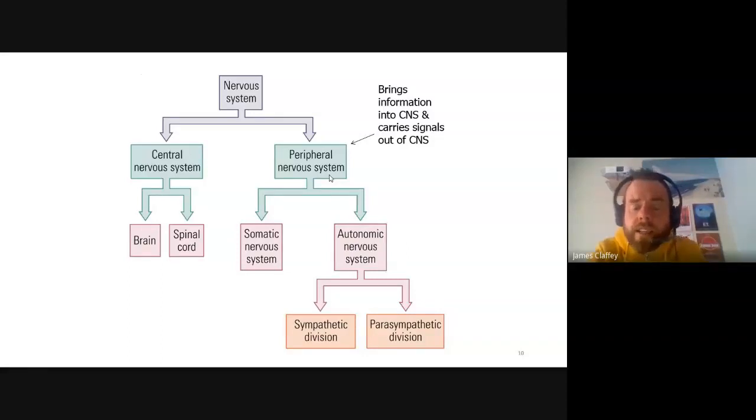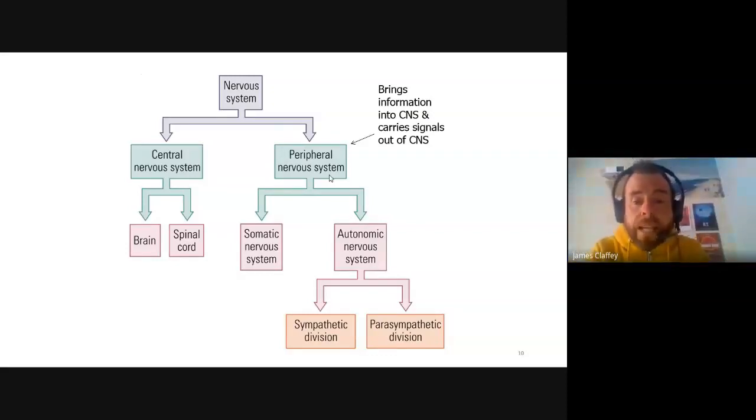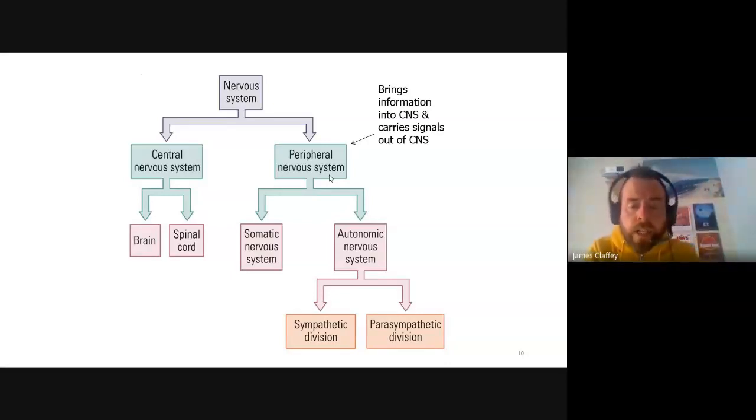And really what it's telling us here is it brings information into the central nervous system and it carries signals out of the central nervous system. Me doing jazz hands in front of the screen like this is part of the peripheral nervous system. That message was initially sent from my brain down the spinal cord and out across the central nervous system into the peripheral nervous system that allowed me to perform jazz hands in front of the group.